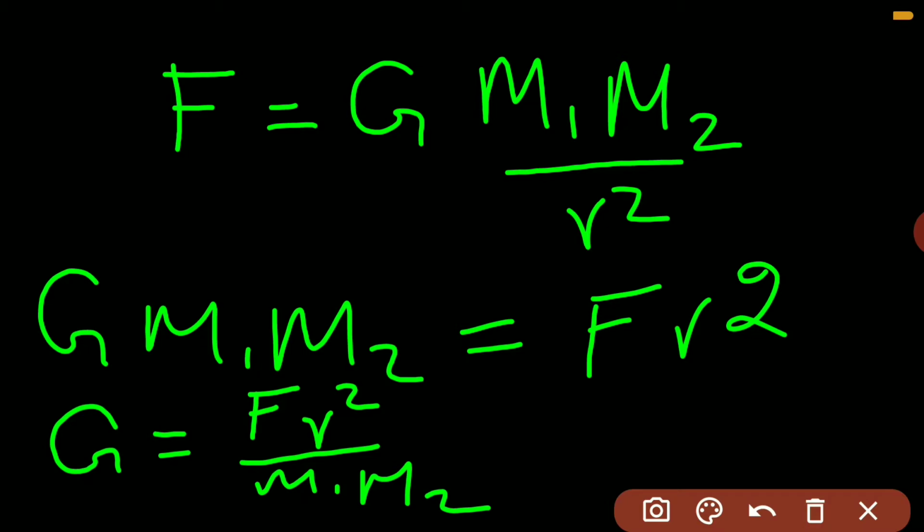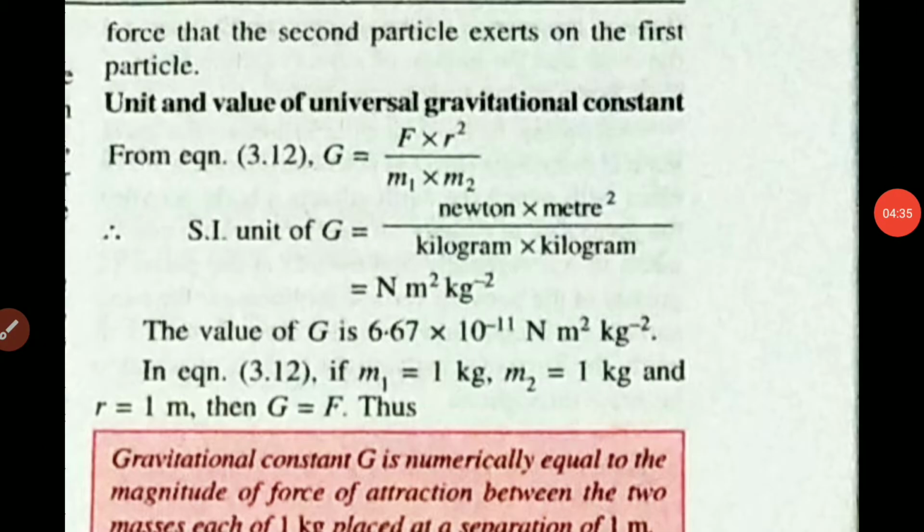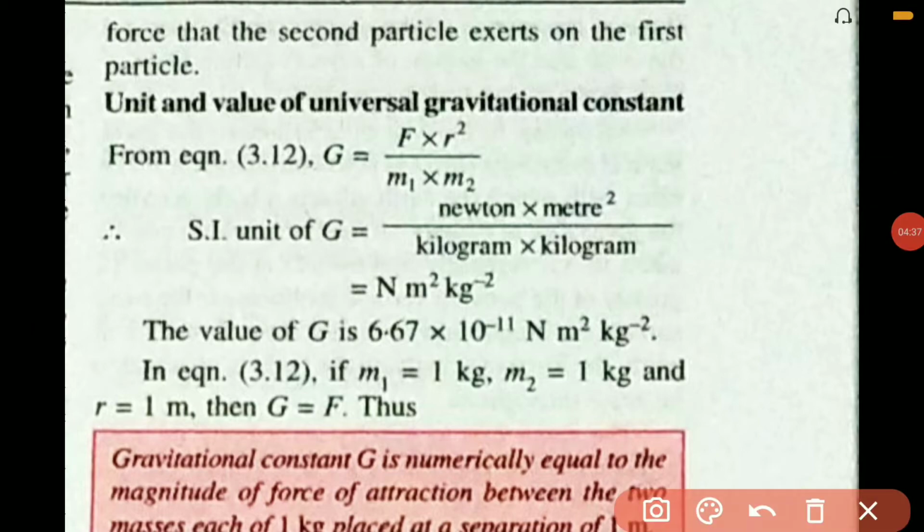So let us go back to the page. Hence we have come to this formula: G equals F r square upon m1 into m2. So what will be the unit of G? The unit of G will be the unit of force, which is Newton, and the unit of distance into distance. Here r square means meter square, m1 is kilogram and m2 is kilogram. So the unit of G will be Newton meter square per kilogram square.